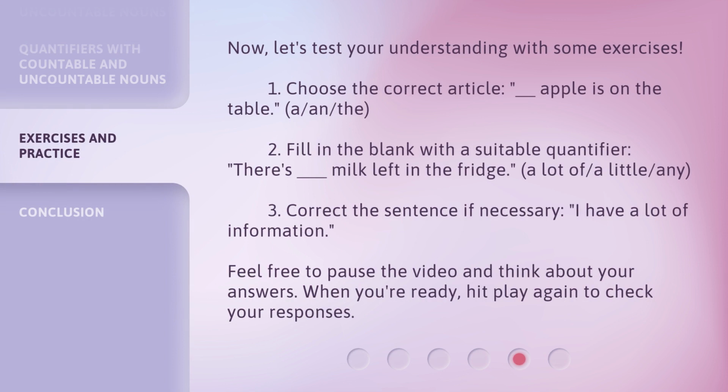Now, let's test your understanding with some exercises. 1. Choose the correct article. ___ apple is on the table. A, an, the. 2. Fill in the blank with a suitable quantifier. There's ___ milk left in the fridge. A lot of, a little, any. 3. Correct the sentence if necessary. I have a lot of information.